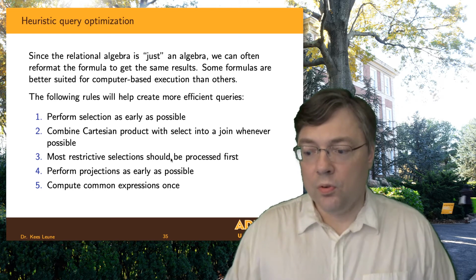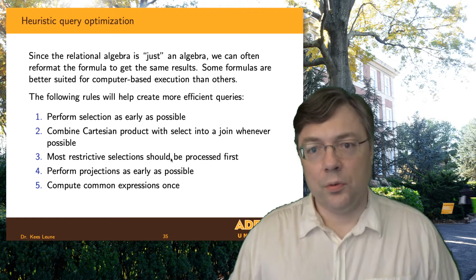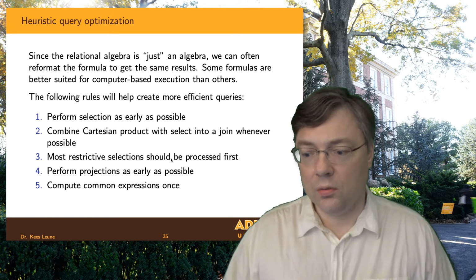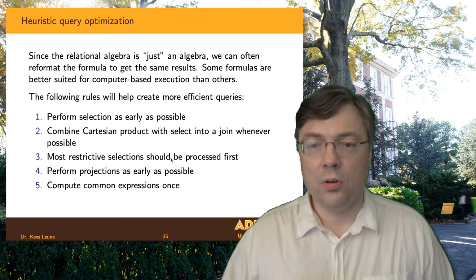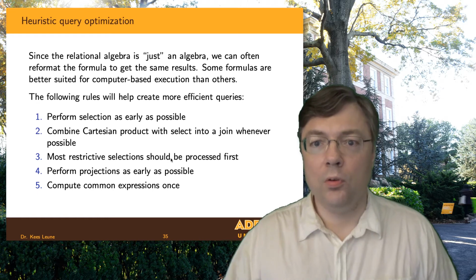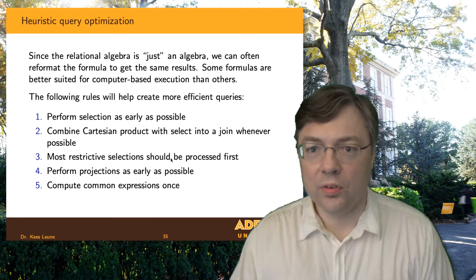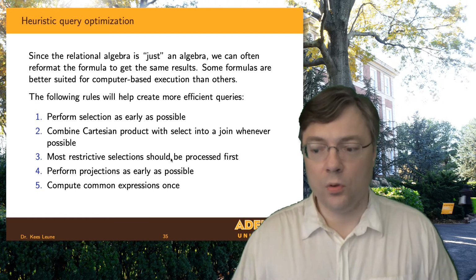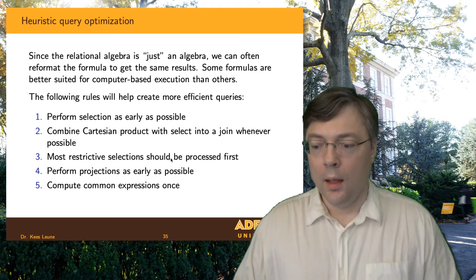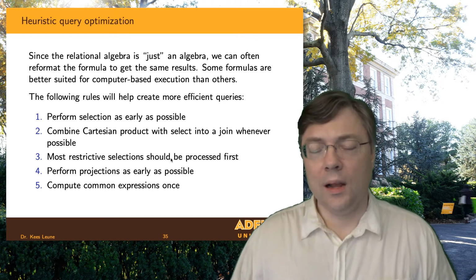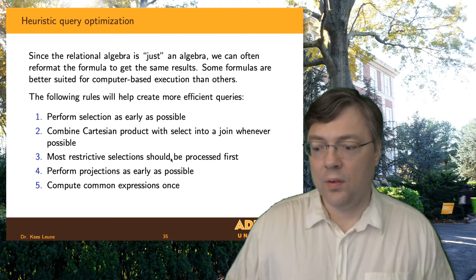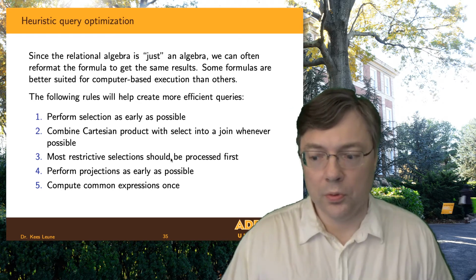Next, the most restrictive selections should be processed first. In other words, the restrictions, whether they're selections or projections, that eliminate the largest amount of data, those are the ones we should do first. We want to get rid of all the stuff we can get rid of as early as possible. And then if we have common expressions, things that repeat multiple times, we'd like to compute those once instead of having to do the same computation multiple times.